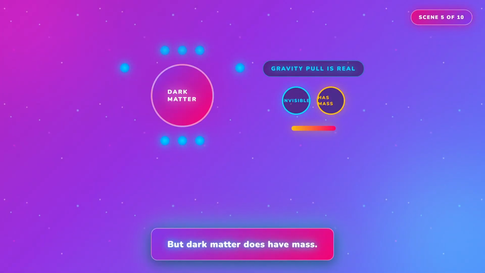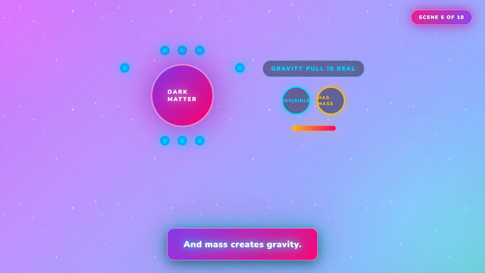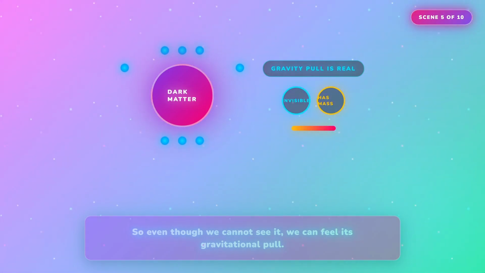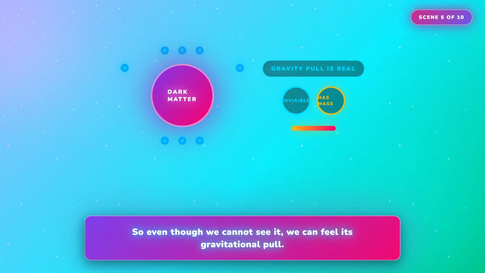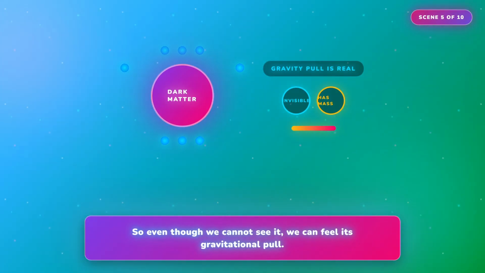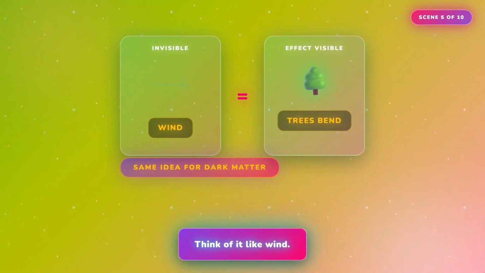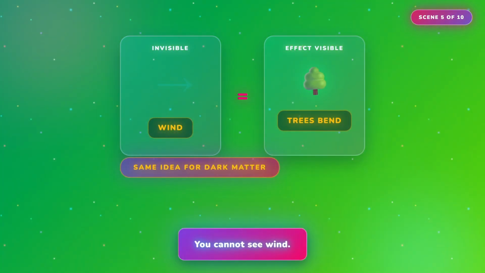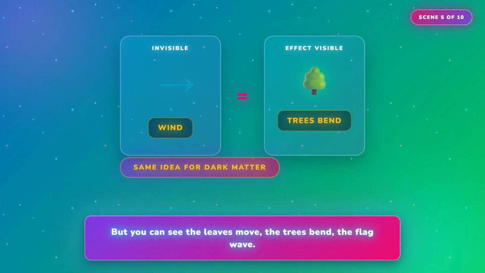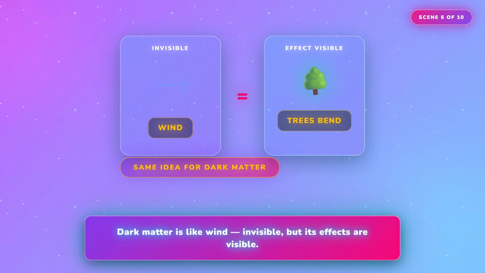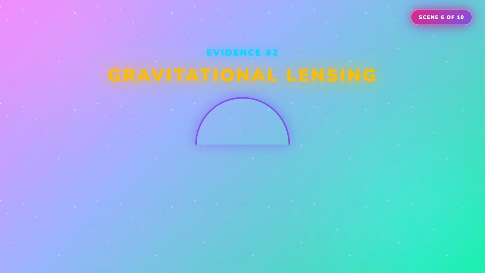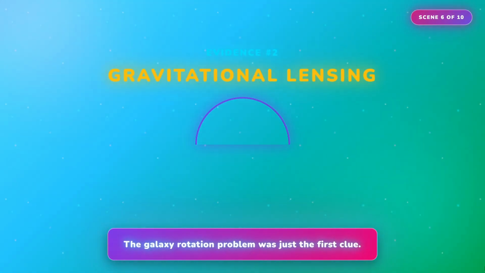But dark matter does have mass. And mass creates gravity. So even though we cannot see it, we can feel its gravitational pull. That is the only way we detect it. Think of it like wind. You cannot see wind. But you can see the leaves move, the trees bend, the flag wave. Dark matter is like wind, invisible, but its effects are visible. The galaxy rotation problem was just the first clue.